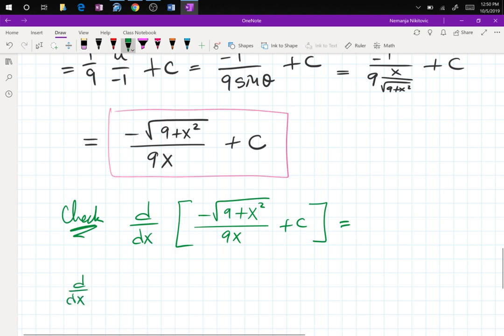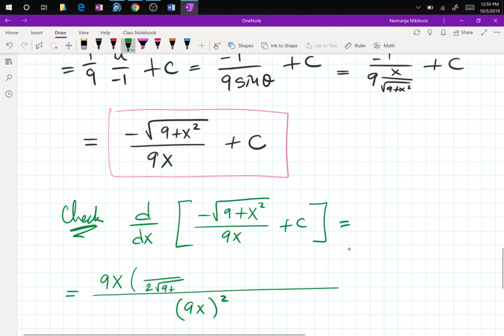So let's see the derivative. So we are going to use the chain rule over here. Quotient rule. Quotient rule is the main rule. So quotient rule. We have 9x squared in the denominator. On the top, we put 9x first, and then we need to take the derivative of negative the square root. The derivative of this is going to be, so first we're going to have 2 square root of 9 plus x squared, and then the derivative of this on top of the inside, which is 2x, so negative 2x.